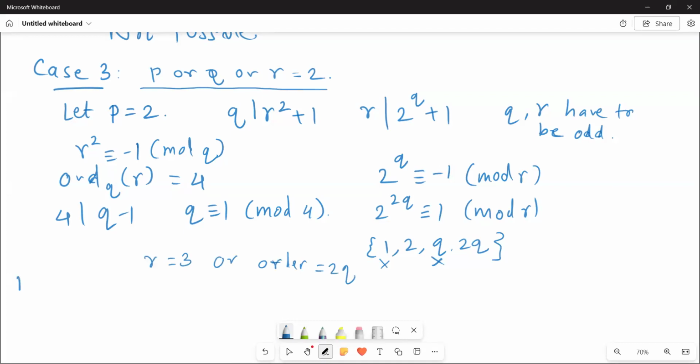So the first case is, okay, p is 2, r is 3. I think we should be able to conclude q from here. And the other case is p is 2 and the order is 2q. So that means 2q divides r minus 1.